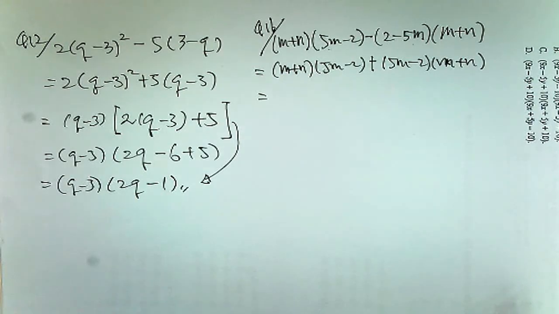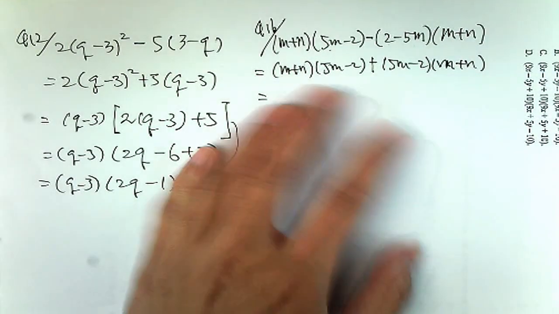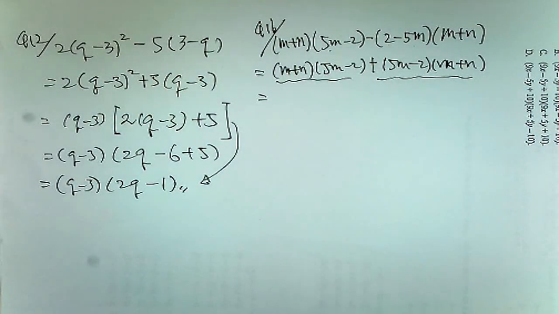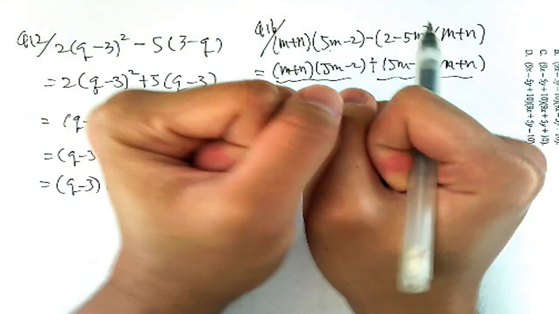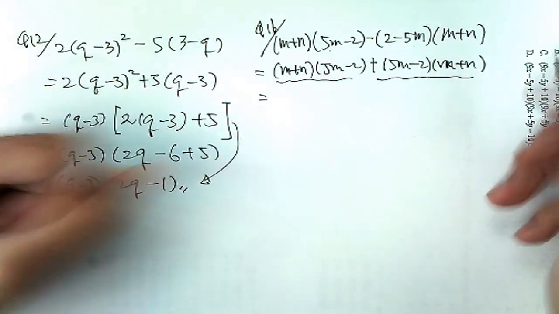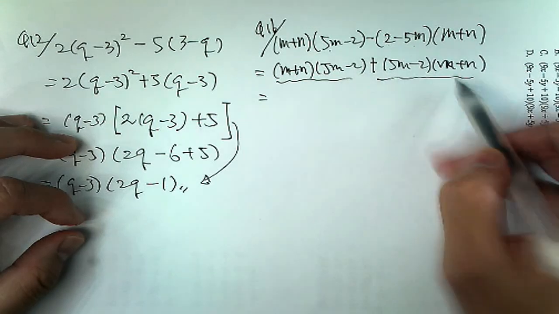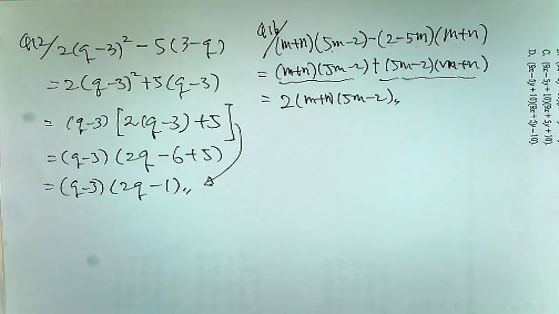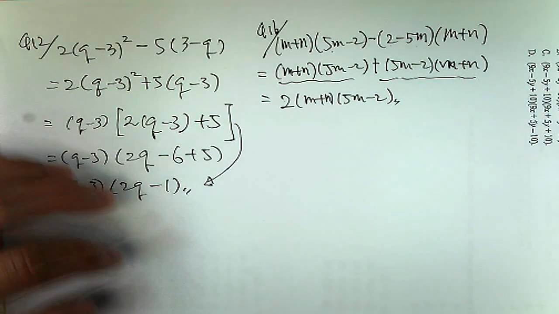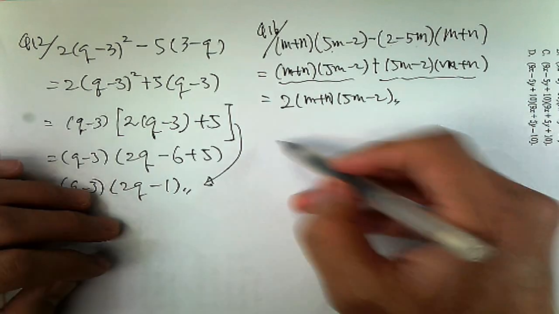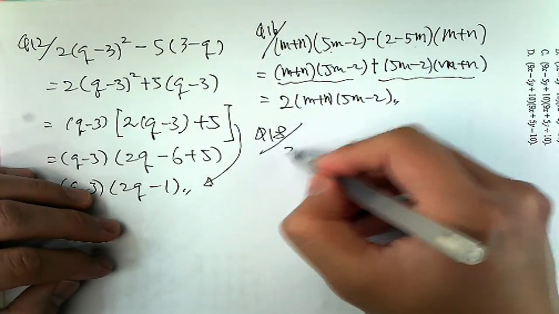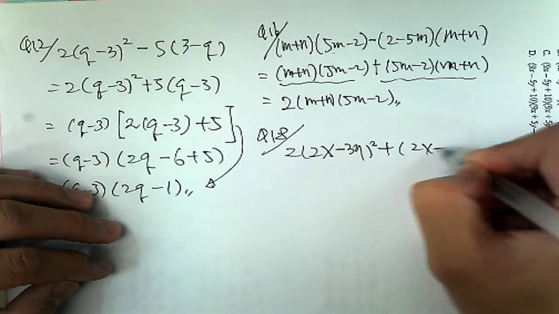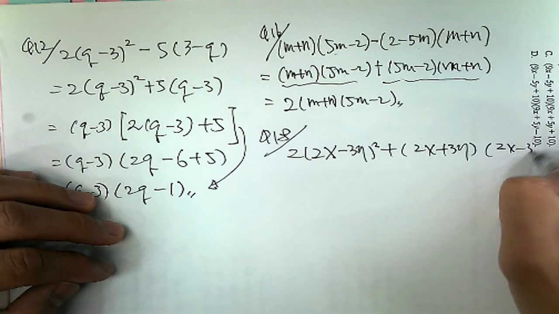Understand? So look at here very carefully. Actually, these two big terms, they are the same. Okay? One thing plus actually the same thing become 2 of them. Understand? A plus A become 2a, and then this block plus this block become 2 times this big block. Understand? Okay? So let's keep moving. Go to 18. 2 and then bracket (2x minus 3y) square plus (2x plus 3y), and then (2x minus 3y). Okay?